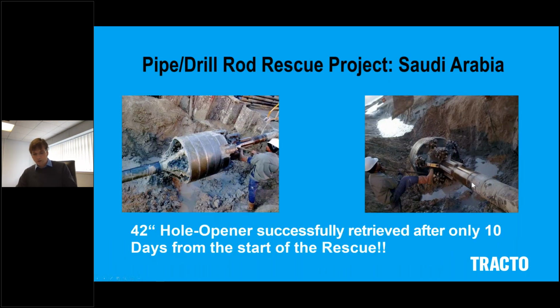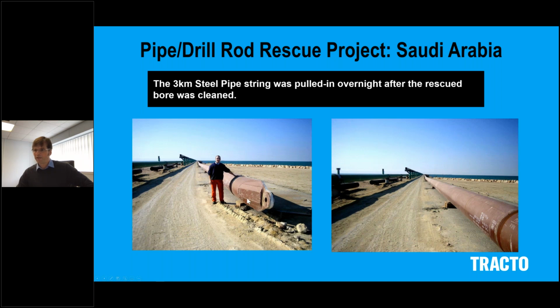And it actually took a full 10 days to get the reamer going again, but it did move, and the contractor was able to complete the pre-ream, and then also complete the final ream. And this 3-kilometer steel pipe was in the end installed successfully, saving the contractor a lot of time, a lot of money, and certainly faith.